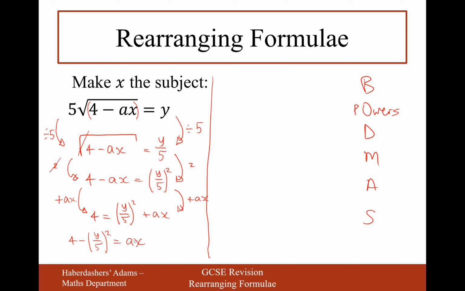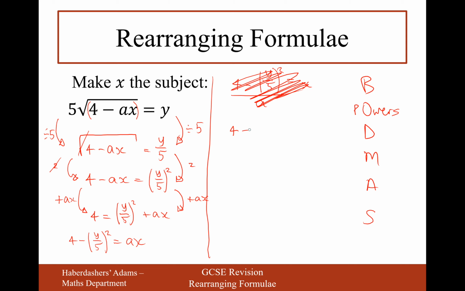Then I'll have to get rid of this divide by a here. So it's going to be 4 minus y over 5 squared, divide by a, equals x. Now, we can't have this. We can't have this triple tiered fraction, so this needs sorting out. So instead, before I get to this stage, I'm going to write this in a bit of a different way.